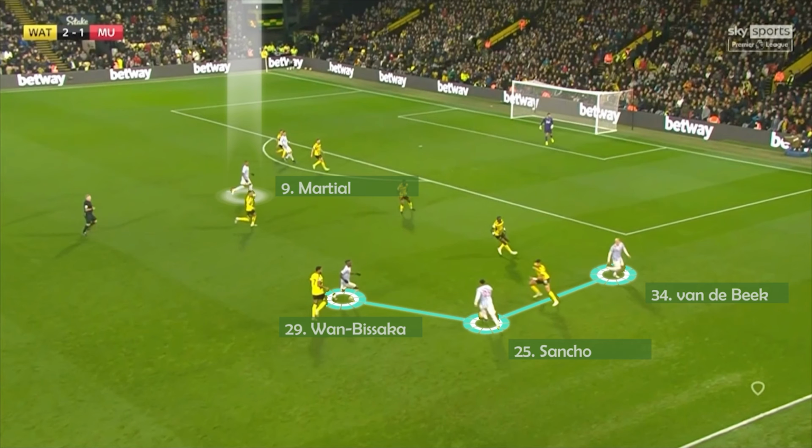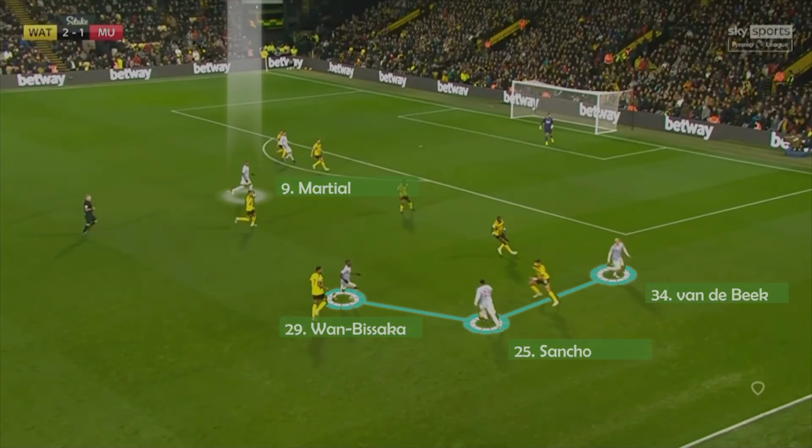So what they could do instead, for example, is that rather than Wan-Bissaka pushing up and supporting this passage of play, Martial and/or Ronaldo or someone else with more attacking ability can push out towards the right-hand side to create that overload, with Wan-Bissaka giving more defensive stability further back.